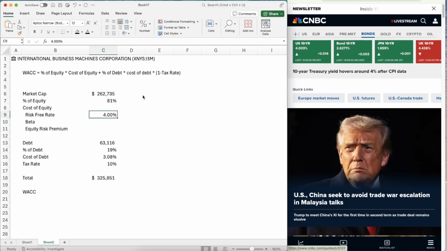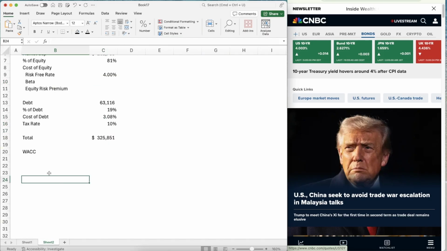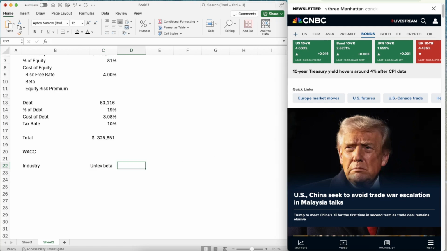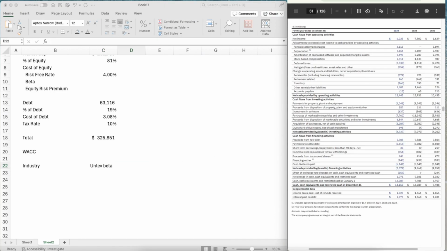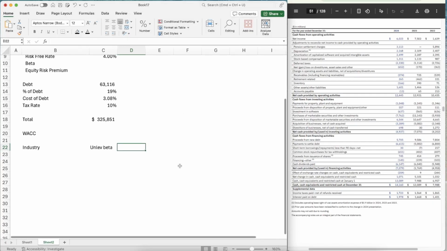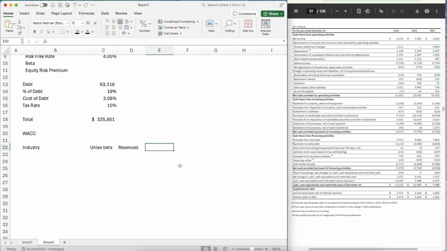The beta, okay. We now need to calculate industry unlevered beta. Come back onto the thing. Unlevered beta. What do we need? Revenues. EV to sales. Value. And what comes after value? It's proportion. Then we get weighted beta.